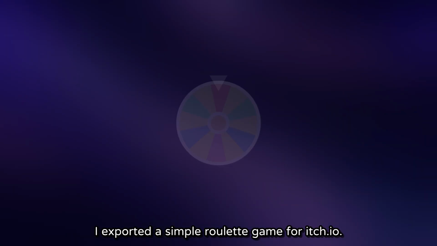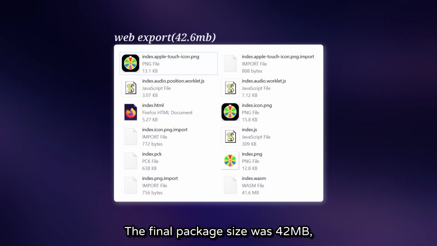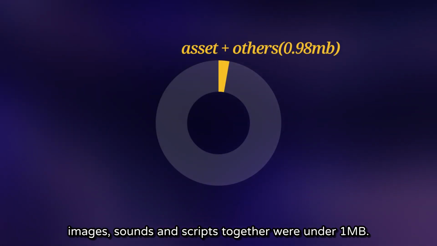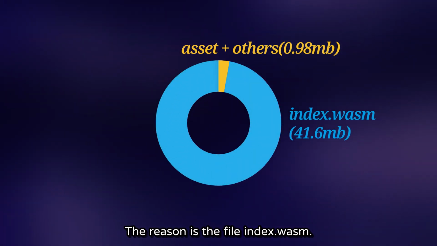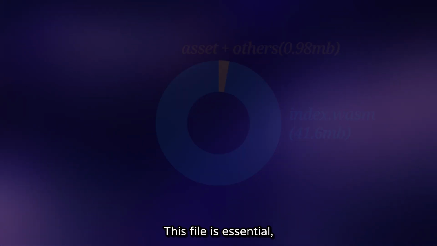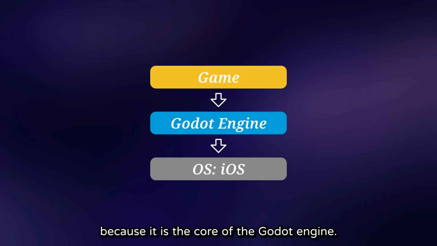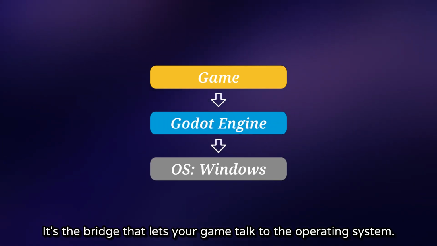I exported a simple roulette game for itch.io. The final package size was 42 meg, even though all assets, images, sounds, and scripts together were under 1 meg. The reason is the file index.wasm. This single file is about 41 meg. This file is essential because it is the core of the Godot engine. It's the bridge that lets your game talk to the operating system.